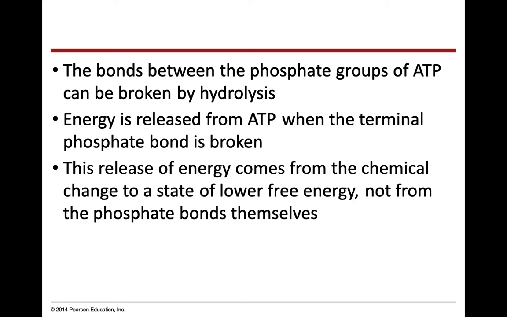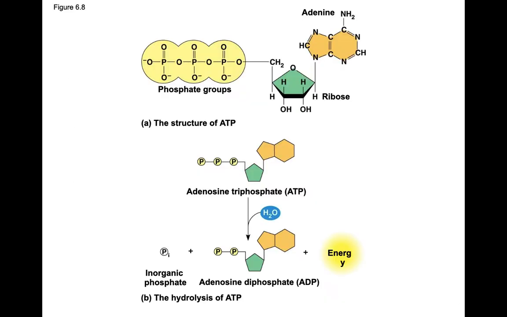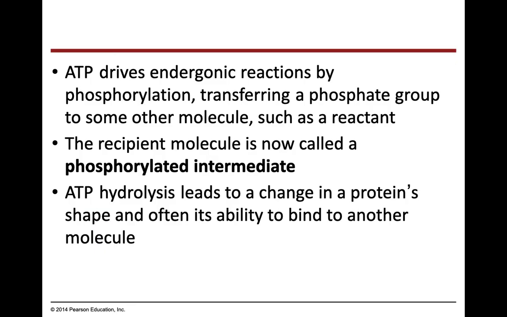That's part of chapter 3. Energy is released, and that allows us to do work. Now, ATP drives endergonic reactions by phosphorylation. So when we take that third phosphate molecule and we phosphorylate something like an enzyme or a protein, those molecules obtain that energy stored in that phosphate.